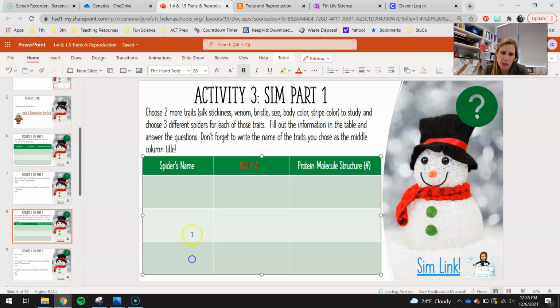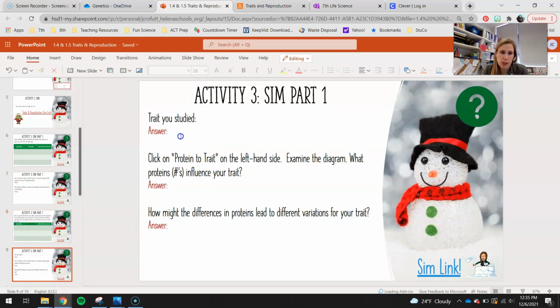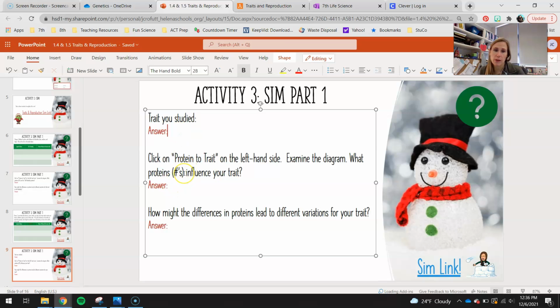Okay, so choose 3 spiders with different variations of those traits and then answer the question, what was the trait you studied? Click on protein to trait on the left-hand side. Examine the diagram or the diagrams. What protein numbers influence your trait? And how might the differences in proteins lead to different variations for your trait?